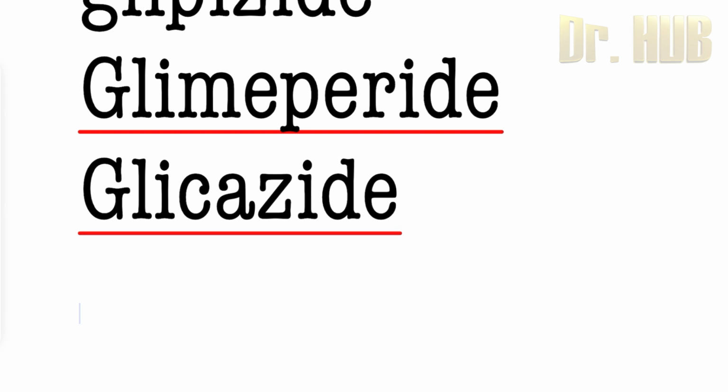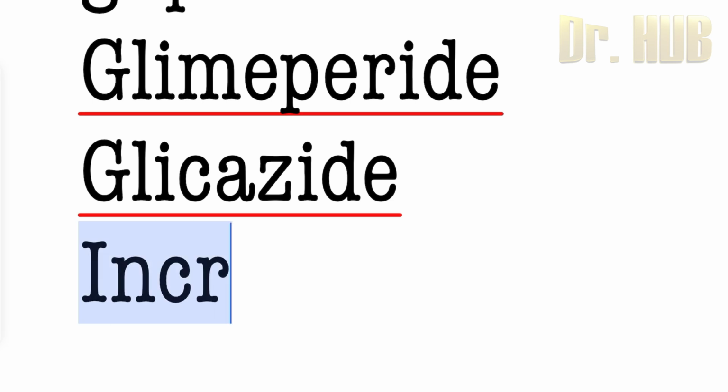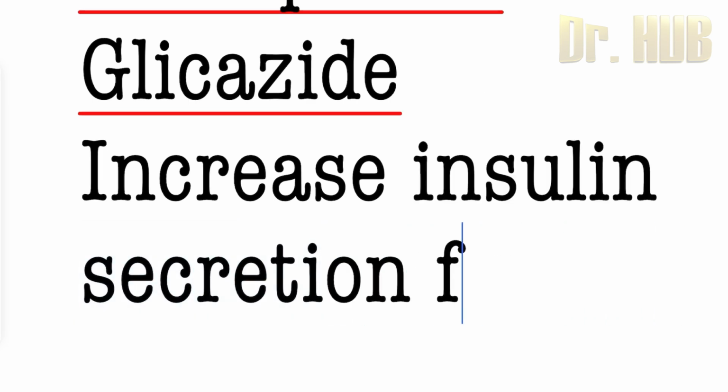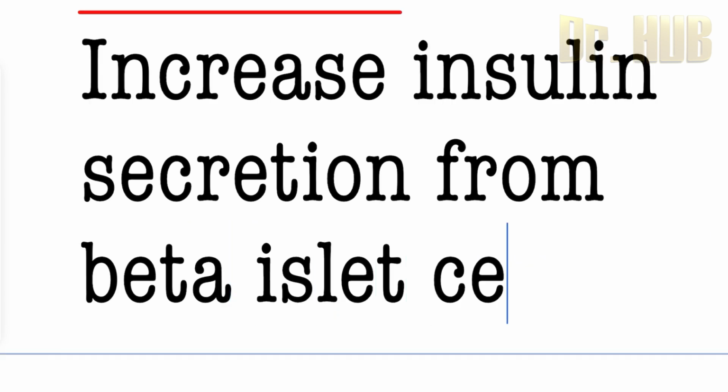So what is the mechanism of the sulfonylureas? Sulfonylureas increase the insulin secretion, and this is from the beta islet cells.